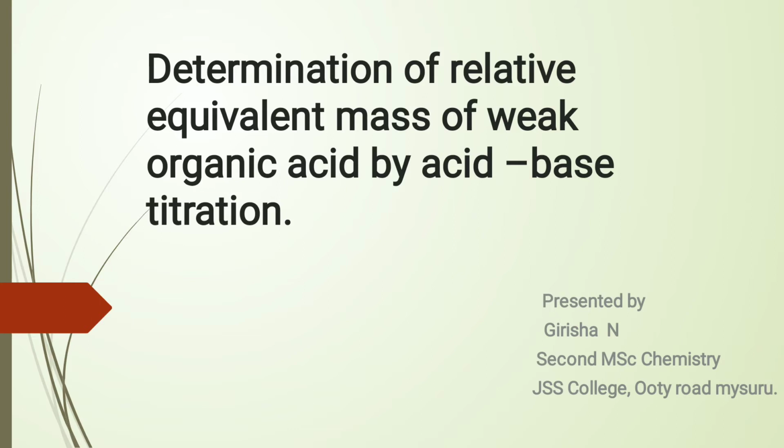In this video, I am going to explain determination of relative equivalent mass of the weak organic acid by acid-base titration. Acid-base titration is a method of quantitative analysis for determining the concentration of an acid or a base by exactly neutralizing the standard solution of base or acid having a known concentration. A pH indicator is used to monitor the progress of the acid-base titration.